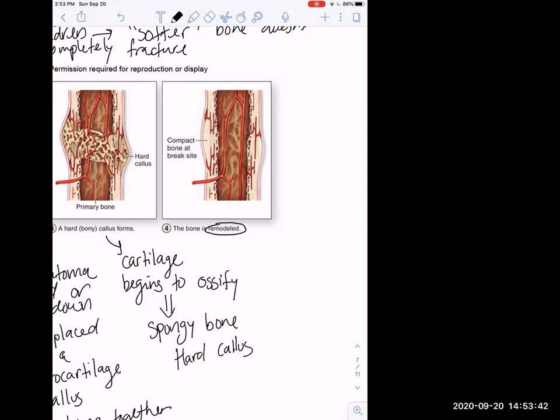And essentially what happens is compact bone is going to replace spongy bone along the shaft. Actually, I'm not going to say that, because it's where the fracture is. Along the outer edge of the fracture site.